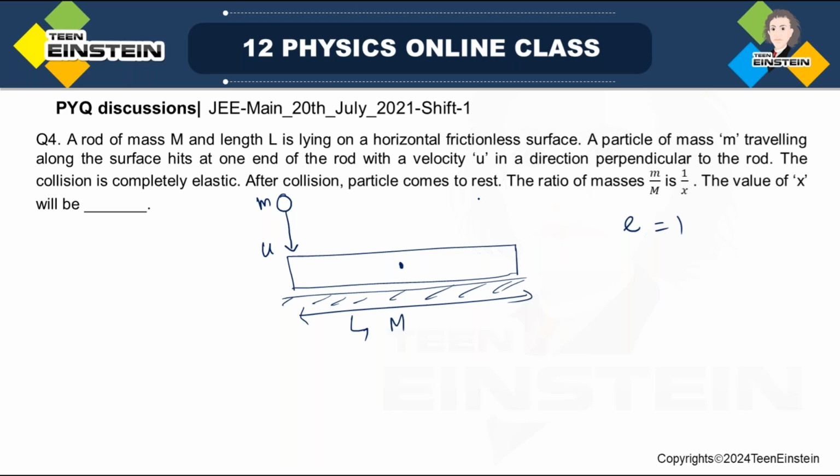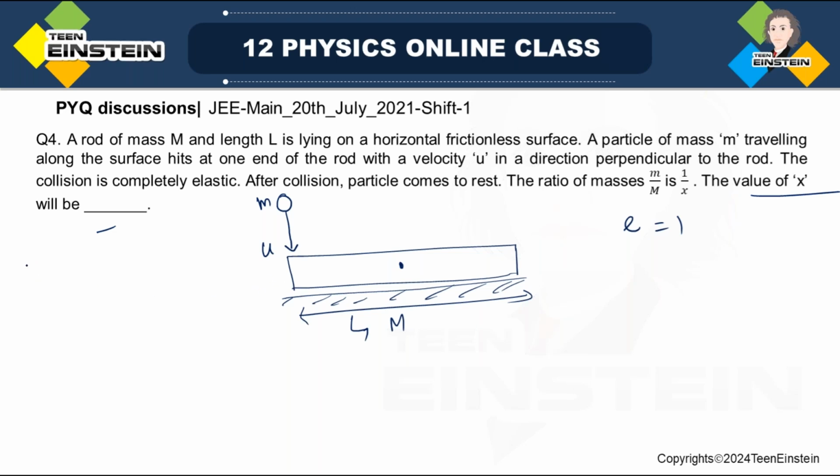After collision, the particle comes to rest. That means this is coming to rest. The ratio of small m by capital M is 1 by x, but the value of x is dash. Okay, so this is what the question is. So I hope guys you have understood this question.